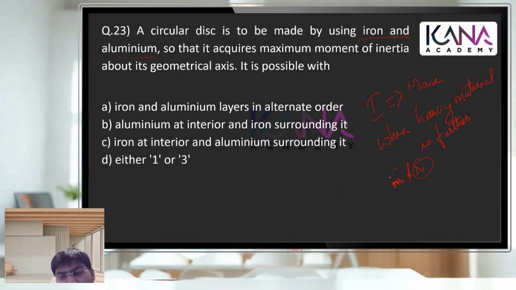So R. If the heavy material is farther, I will be at its maximum value. Since iron is denser, we need to put the iron outside and aluminum on the inside. So it will be option B: aluminum as interior and iron surrounding it.